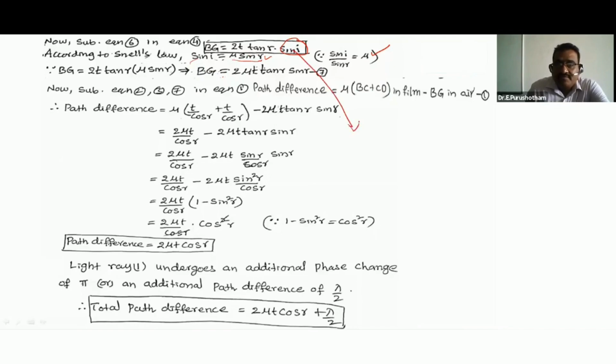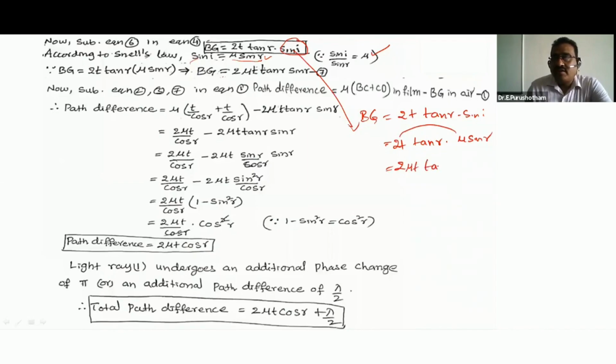You see here, BG is equal to 2T tan R sin I. So 2T tan R as it is. What is sin I? Mu sin R. So I am taking here 2 mu T tan R into sin R. That is equation number 7.